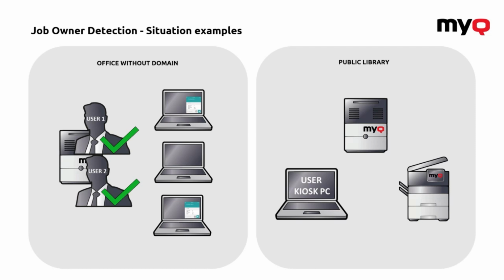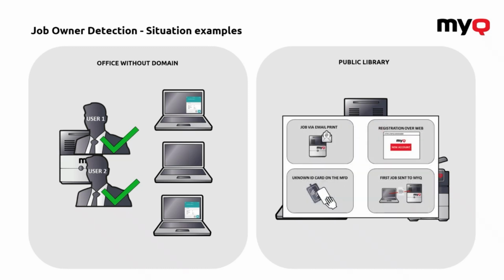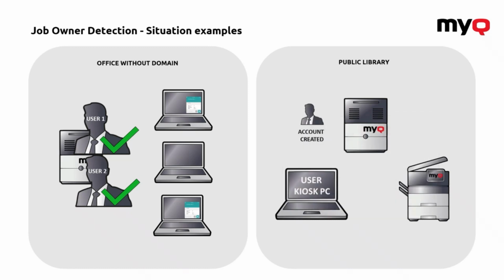So let's say there's one kiosk PC shared by many users, and they can use it to first register and then to send out the print job. They can use one of the options here. They can send it via email, registration over web, send the job to MyQ, or use an unknown card on the reader.